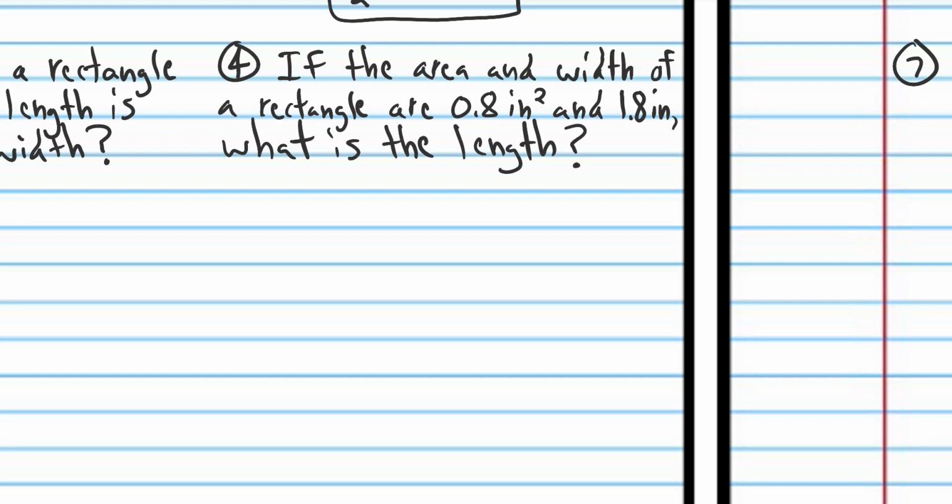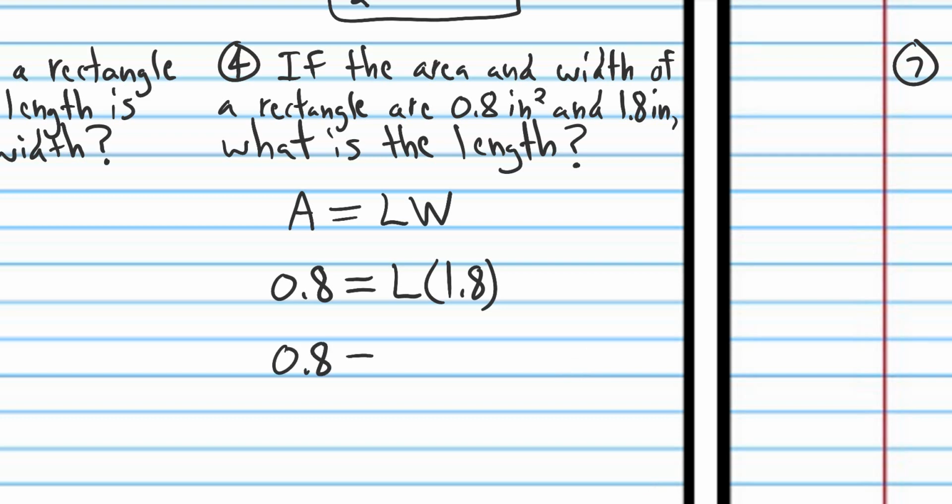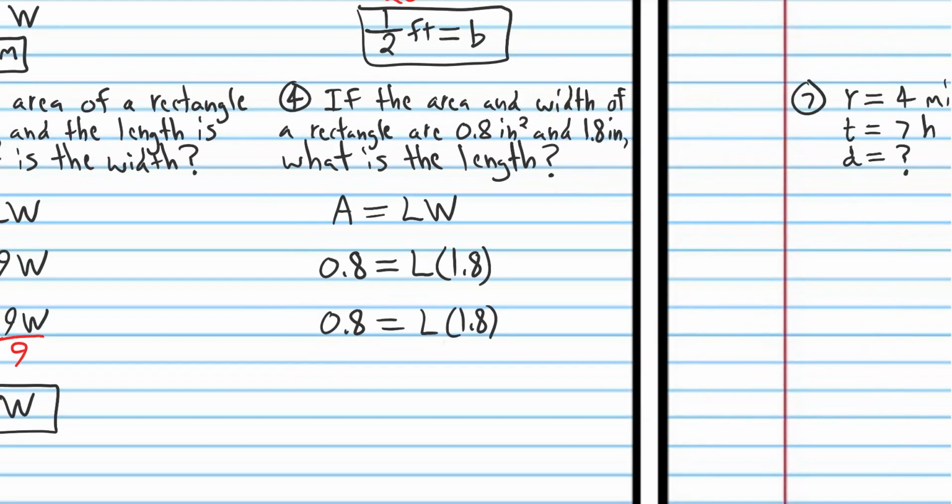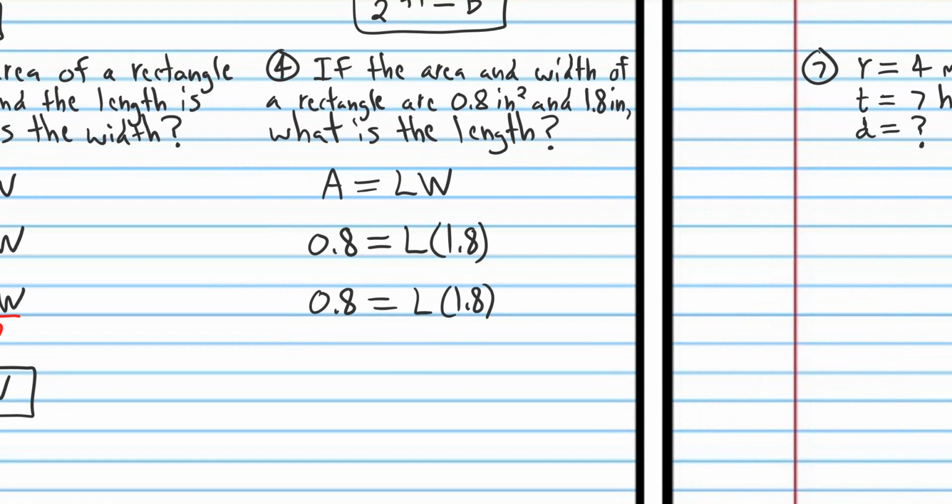All right, we're back. So, again, you got to write your formula. You have to write that formula. You have to show the tool that you're using. So they tell us that the area is 0.8, and the width, they tell us, is 1.8. So we're about to perform an operation on both sides of the equation, so we have to rewrite. And now we're ready to perform the operation on both sides.